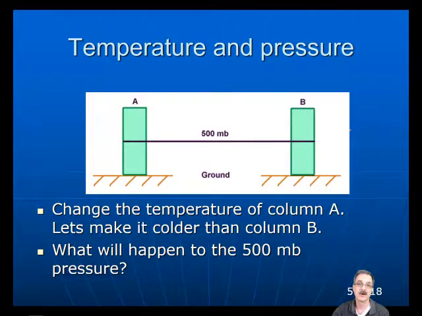Okay, so temperature can also affect pressure. Here's an example. I have column A and column B, and they both have the same height of a column of air. So they have the same 500 millibar pressure line and the same pressure at the ground. What we're going to do now is change the temperature of column A, and let's make it cooler than column B. So the question will be, what will happen to the 500 millibar pressure line?